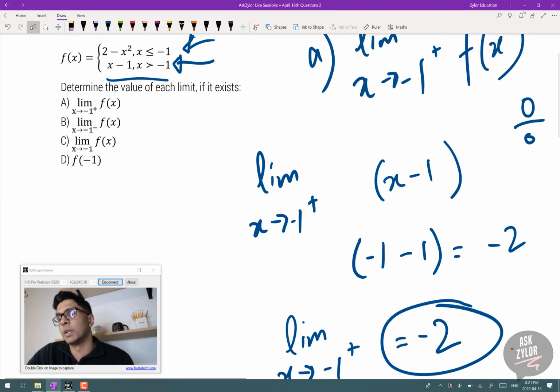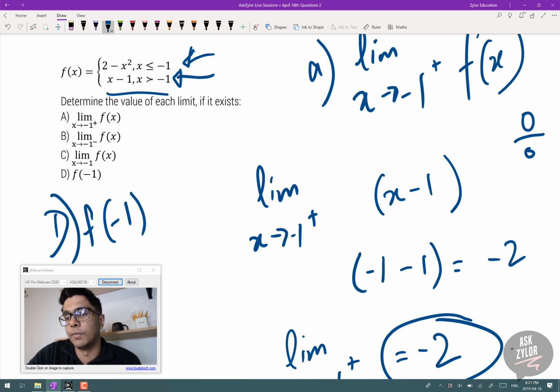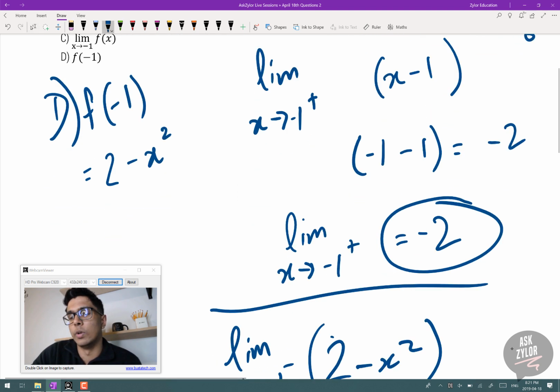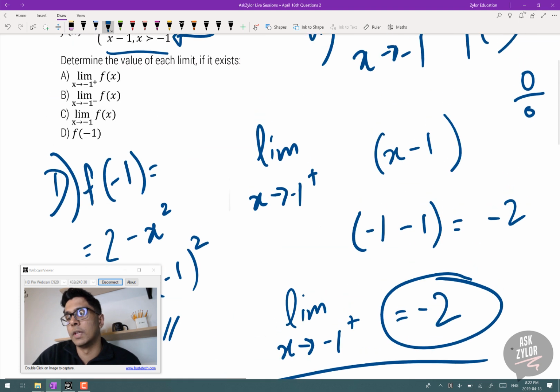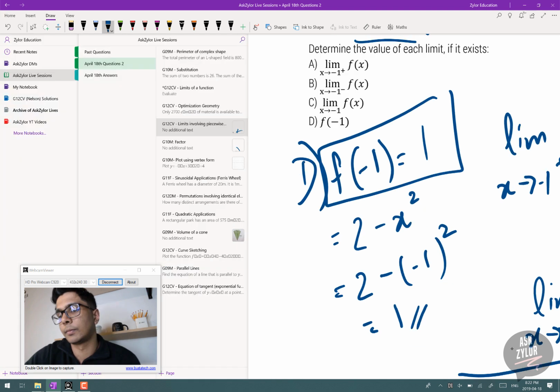So we've done 3 parts of the question. The last part is asking what is f at -1. So when x is -1, we're evaluating the first function, which is 2 minus x squared. So we simply plug it into 2 minus x squared, which we've done before. That's just 2 minus 1, so f at -1 is going to be 1.